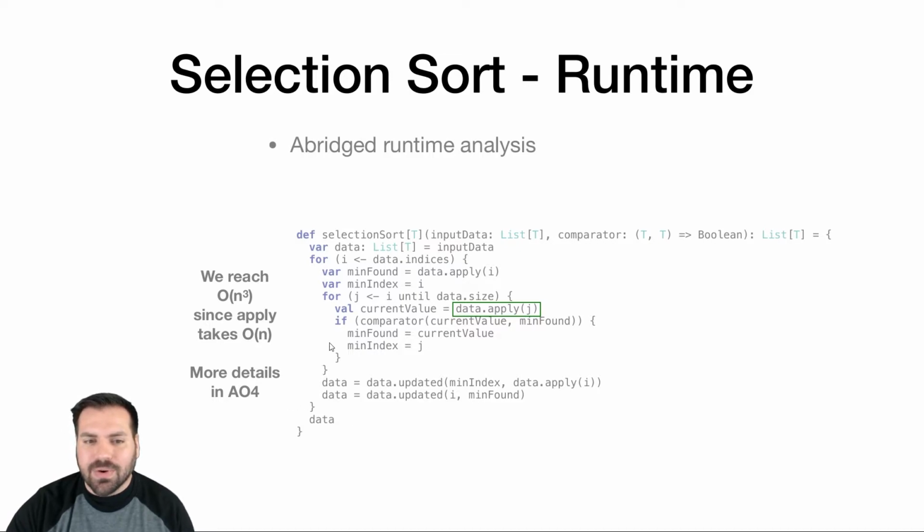This is an n cubed runtime because I used apply right here. Apply is a very slow method call. It's actually an O of n runtime method call, which we'll talk about in AO4 when we talk about linked lists. We're going to see why that's an O of n runtime call. This is a very inefficient call. This is intentionally very sloppy because I want to motivate linked lists that we're going to learn about later, and we'll see how to get this down to an O of n squared implementation.